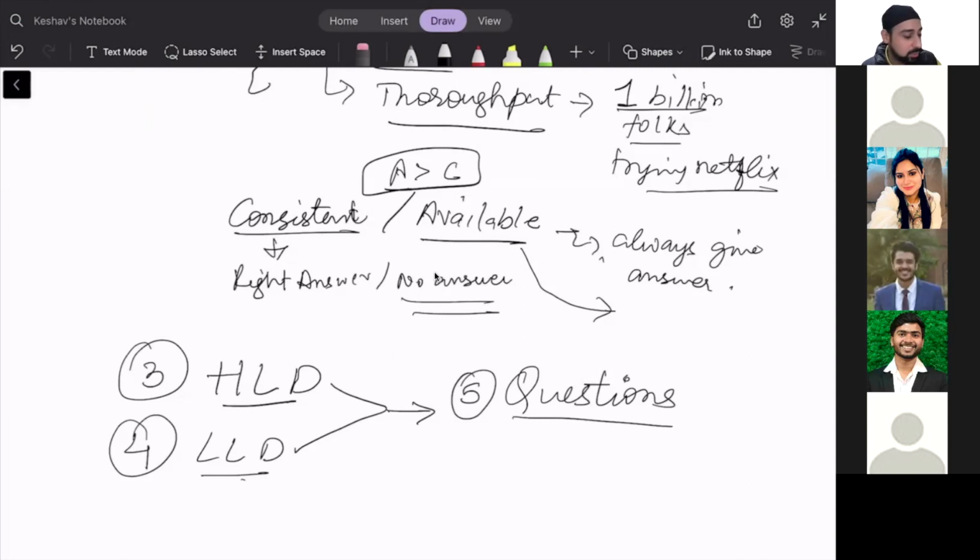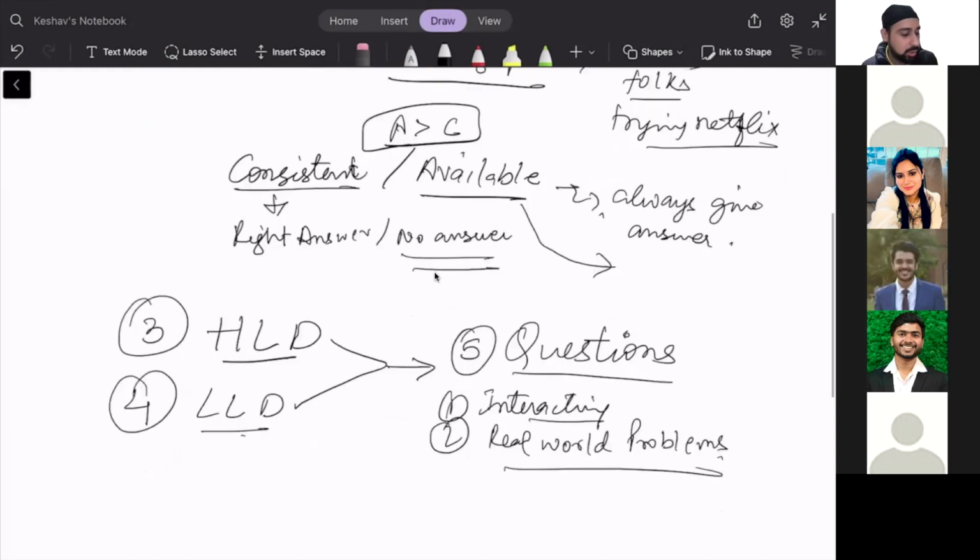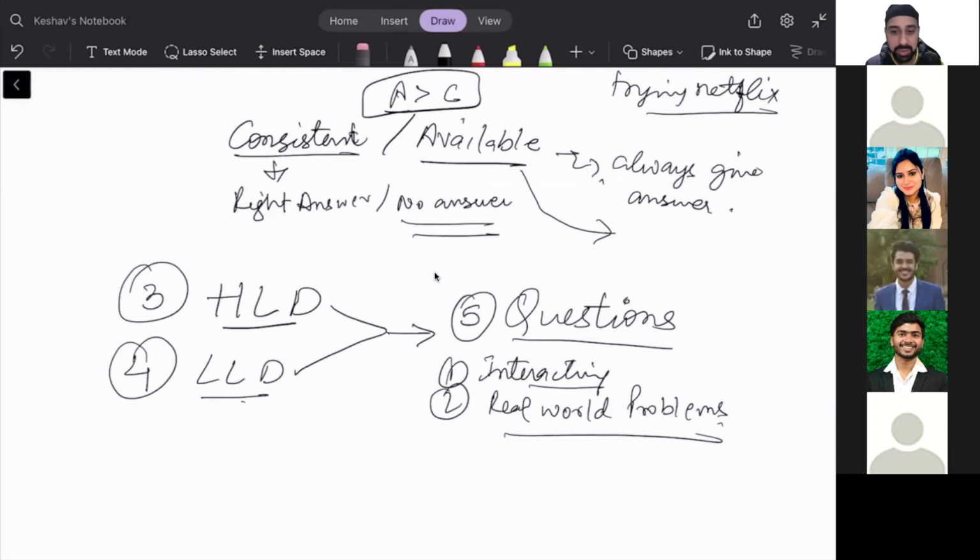And that comes up with A, interacting, B, actually doing real world problems. So this is very important. That's where I always tell people that design is all about protecting the design that you have made. You need to be able to answer the questions that are asked based on the design that you presented.